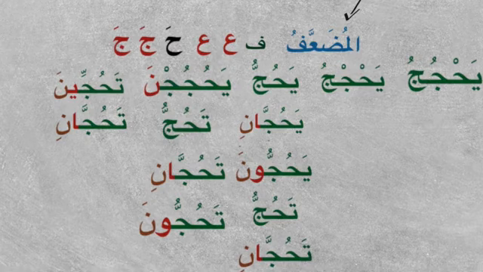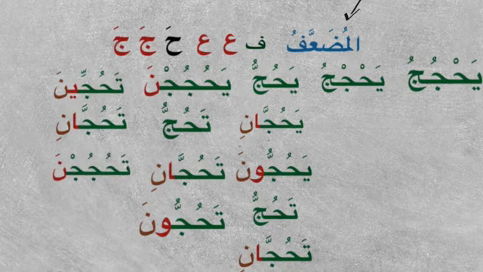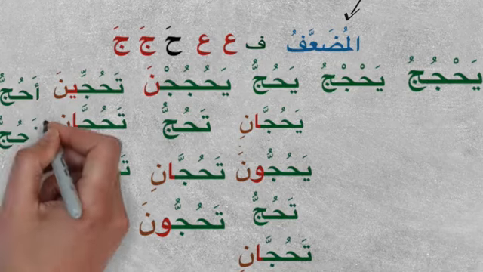tahjujna. For the mutaharrik pronouns hunna and antunna, we break the idgham, so we have tahjujna. Again there's a typo here. Ana ahujju, nahnu nahujju.